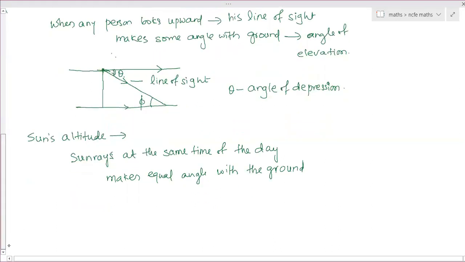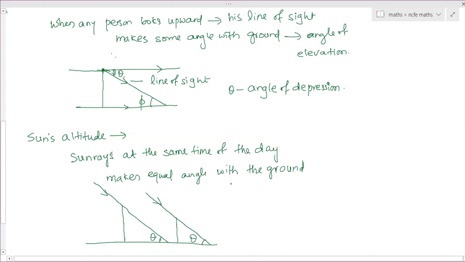Now suppose, for example, there is a tower and another one here is a tree. At the same time, a ray reaches the ground this way, and another ray is reaching from the top of the tree to the ground. This is one ray and this is another ray. Both of them, at the same time of the day, make angles with the ground that are always equal.